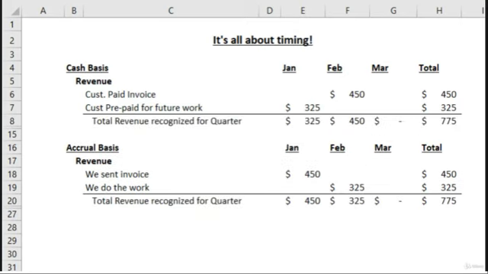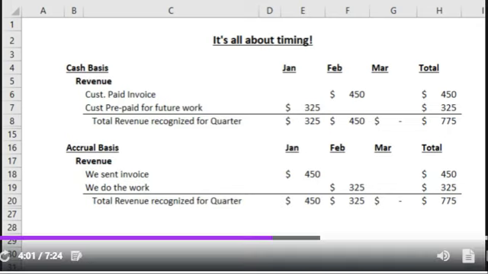Notice that the revenue ends up being the same, $775. But the timing of when the revenue is recognized is different in January and February. And that timing can be quite important, since when we look at a business's financial statements, we want to know the health and well-being of that business at certain periods of time.